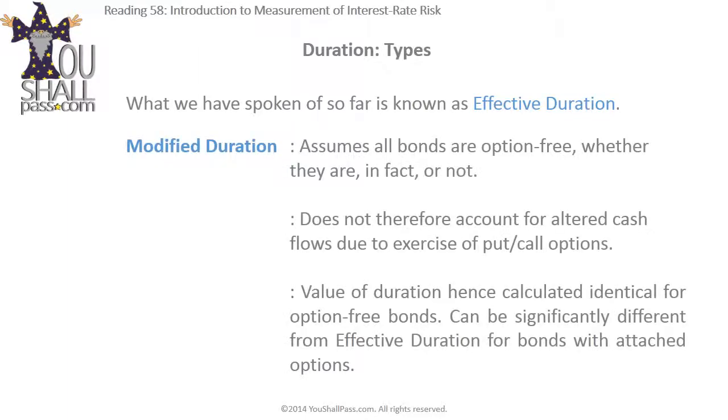There's another type of duration measure which is known as the modified duration, and it's known as that because it doesn't take into account the alteration of cash flows but instead assumes that all bonds are option free, even those which are not. The duration thus calculated is obviously identical to effective duration for bonds that are option free, but for bonds with options, depending on prevailing interest rates and how likely the exercise of either the put or the call option is, the difference between effective and modified duration can be substantial, sometimes even dramatic.